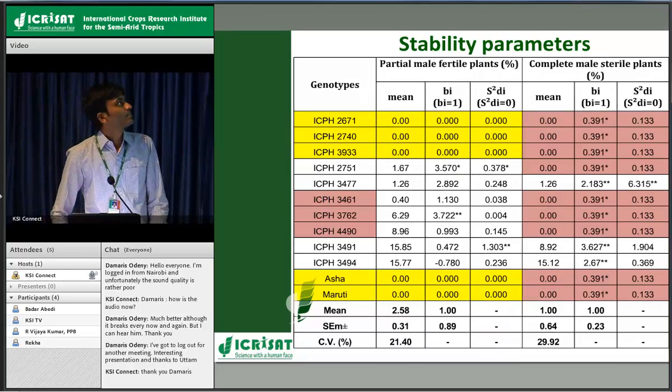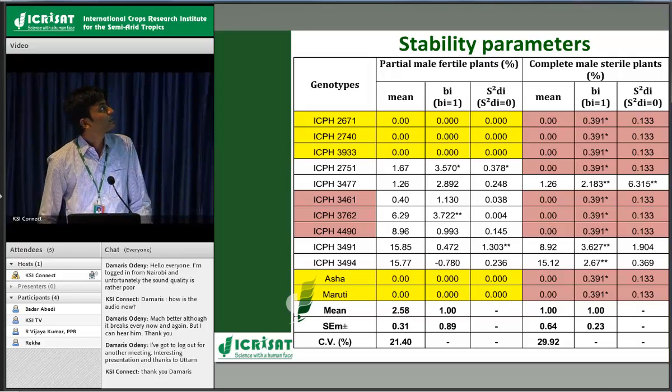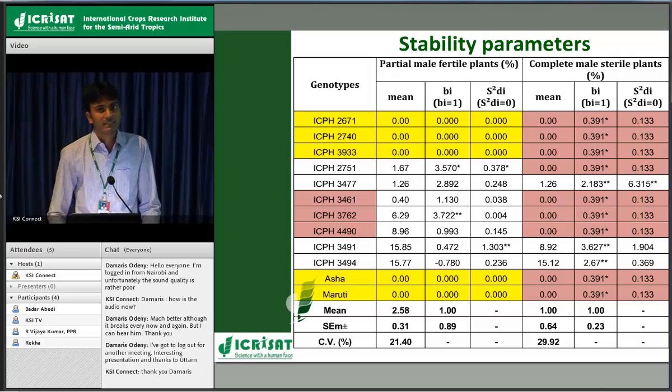Stability parameters for partial male fertile plants showed that ICPH 2671, 2740 and 3933 had no partial male fertile plants, and these are absolutely stable for fertility restoration. We can see that for complete male sterile plants, there were 7 hybrids where complete male sterile plants were not found. So these hybrids had complete fertility restoration.